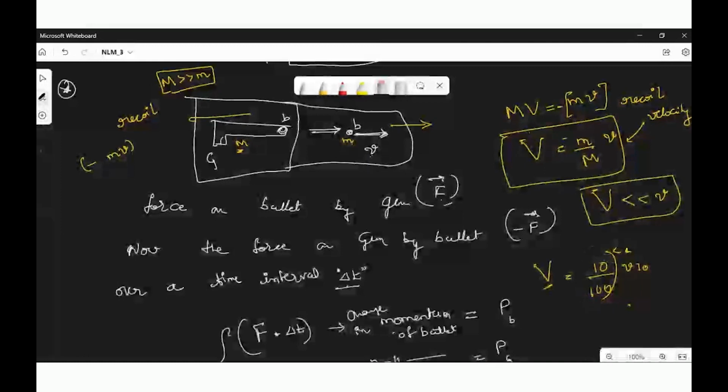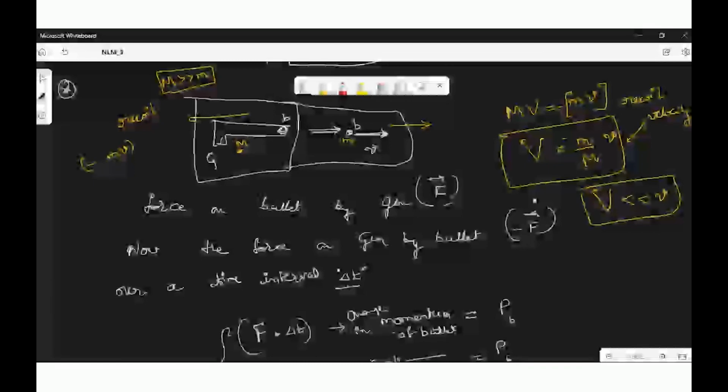And you are multiplying that with the velocity of the bullet, so obviously it will become less than that velocity, correct? It's math. Understood? So your gun will recoil with some smaller velocity, and that's why people usually tell you not to hold it close to your face when you are firing. Slight recoiling will be there. It may hurt your face.